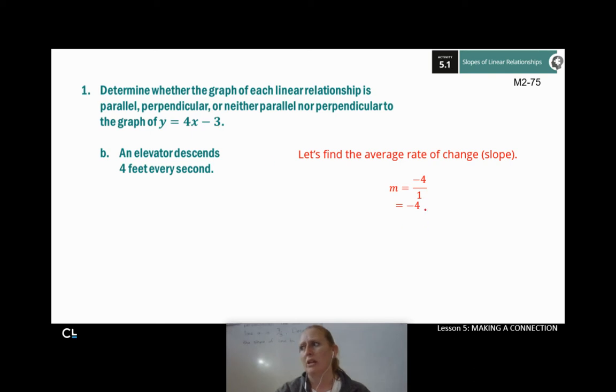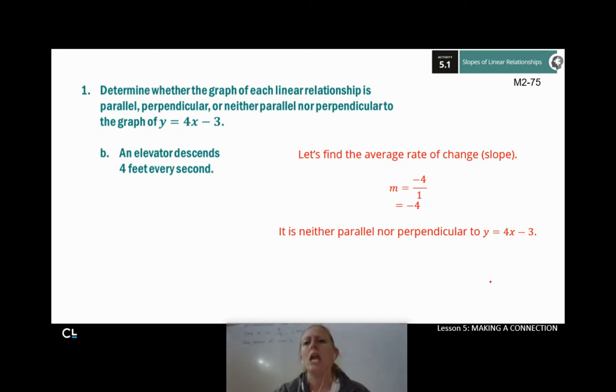Well, it's definitely not parallel. And while this is positive and that's negative, they're not perpendicular because remember you have to flip it as well, right? Opposite and reciprocal. So this isn't parallel or perpendicular to y equals 4x minus 3.